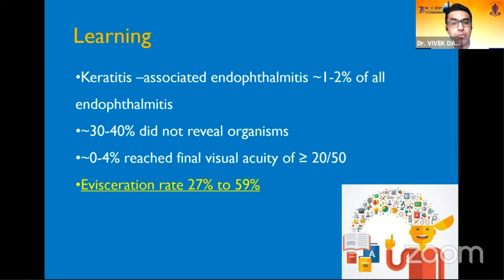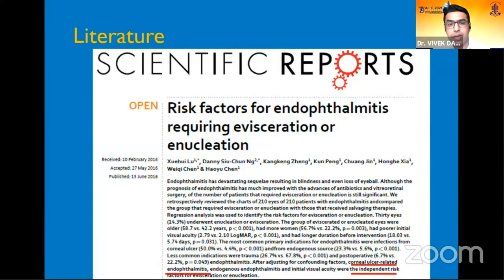But what is a standout finding is that evisceration rates can vary from 27% to as high as 60%. So though it may not be as common as the other form of endophthalmitis that we see, once you are faced with this sort of an entity, the chances of losing the eyeball are very high unless you do something quickly. This particular paper assessed risk factors for endophthalmitis requiring evisceration or enucleation, and found that a corneal ulcer related endophthalmitis is an independent risk factor for losing the eye.